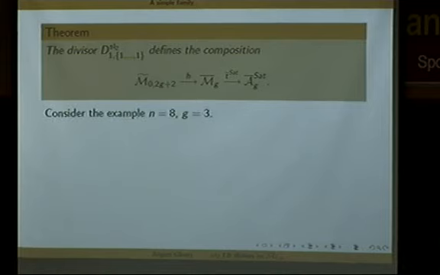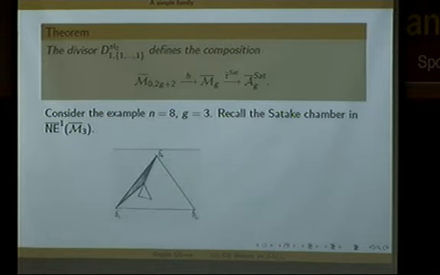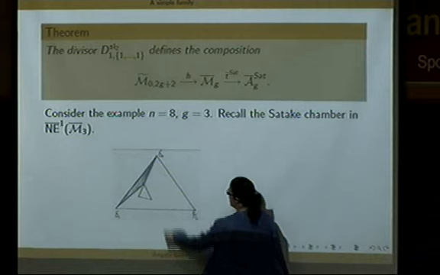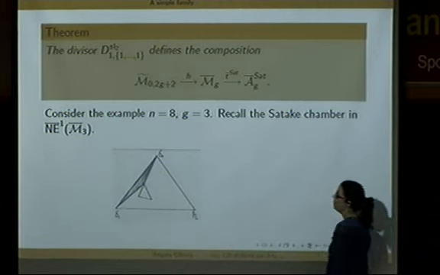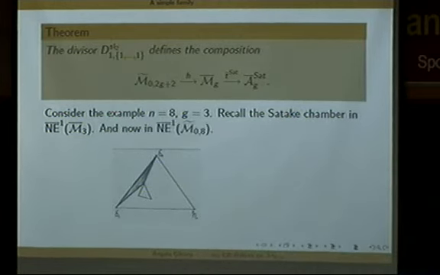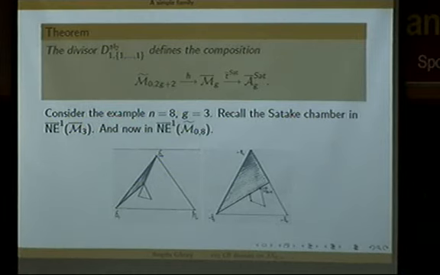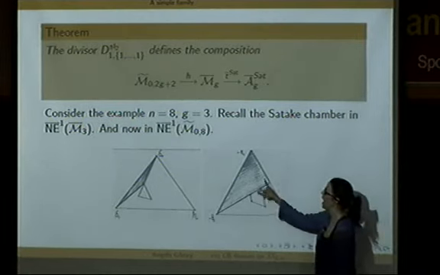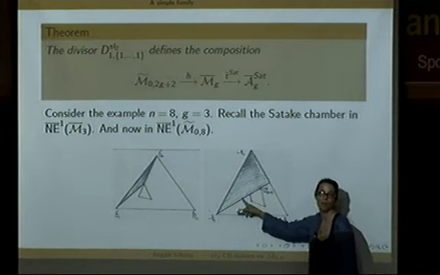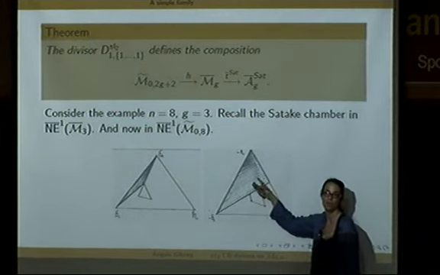Well, first of all, let's look at a picture. Remember the Satake chamber in the nef cone of M_3, this first example I showed you. That was given by this divisor lambda, and this is the effective cone for M_3 bar. If we pull that back to M_0,8 tilde, this is what we get. This is our conformal blocks divisor. I'm not suggesting this is a chamber of M_0,8 tilde. I'm just telling you what divisors pull back.